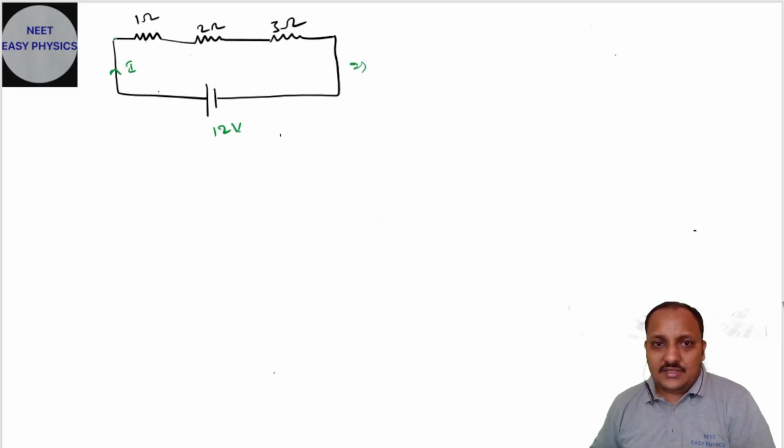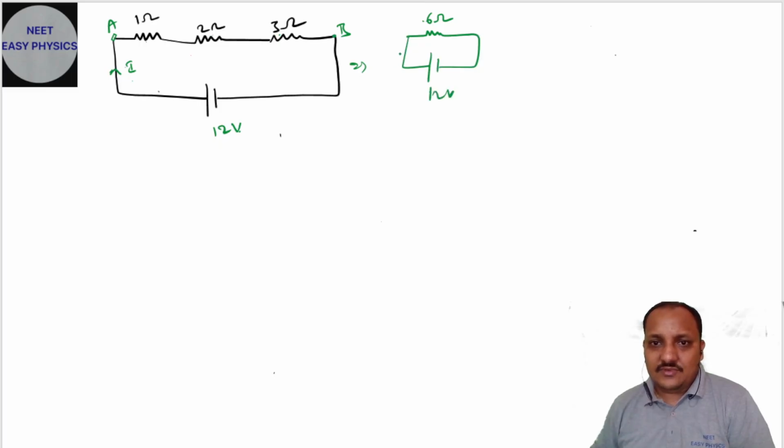So for current, what is the effective resistance between A and B? Because in resistors in series, what will be same? Current is same. What is the effective resistance? R1 plus R2 plus R3. So therefore, it is going to be 6 ohm. Correct? 3 plus 2 plus 1.